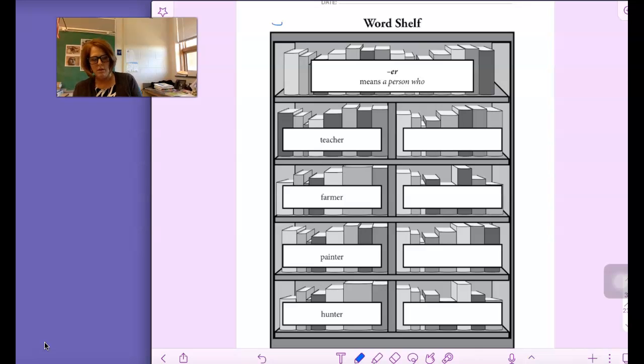We're going to work on the suffix ER and then the suffix OR. ER and OR both mean a person who. So when we see ER at the end of the word, it's a person who. For example, the root word in teacher is teach. So ER means that it is a person who teaches.